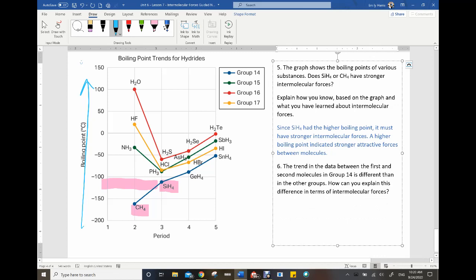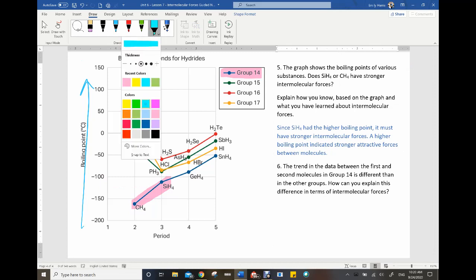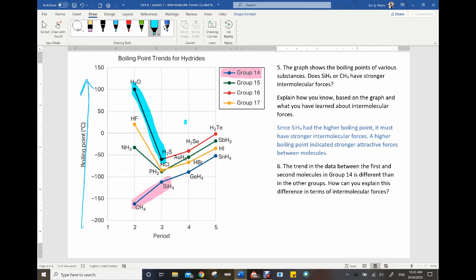Now, the last question it asks us about the graph is it says the trend in the data between the first and second molecules in group 14, so that's this blue line, is different than the trend in the other groups. So you'll notice for the other groups, the first atom or the first molecule that's listed starts out at a much higher boiling point, then it drops. However, for the blue line, it kind of goes up steadily from CH4 to SiH4. And it says, how can you explain this difference in terms of intermolecular forces?